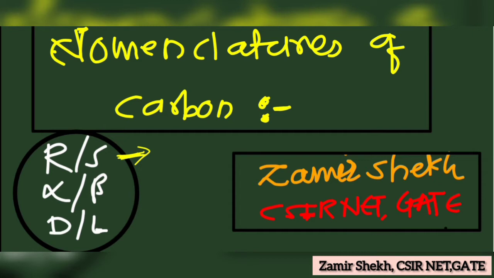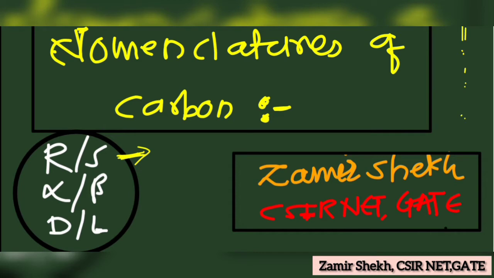This is the topic which I covered in this lesson, that is nomenclature of carbon, or you can also call it the configuration of a carbon, which is generally used in stereochemistry. In this lecture we will first focus on the RS type of nomenclature, and after that we will see alpha, beta and DL type of configuration.